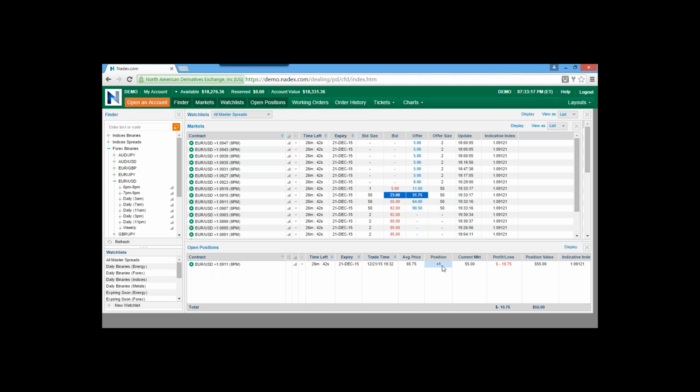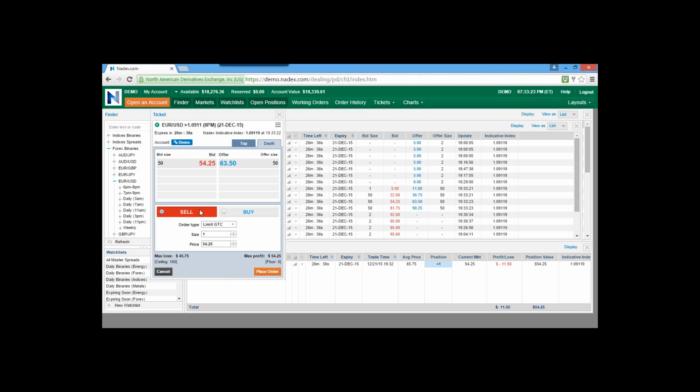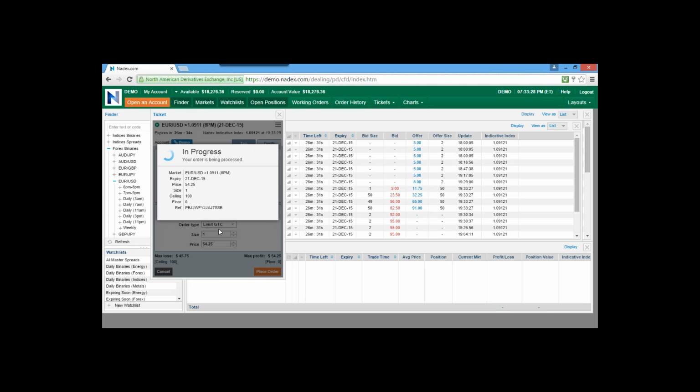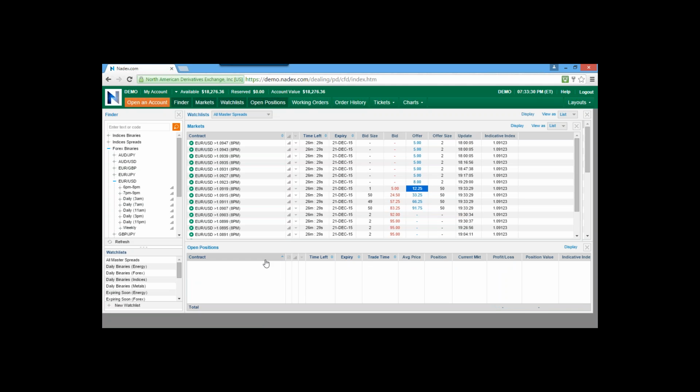So I bought it. What happens if I want to get out of it early? Well, all I got to do is click it, the ticket automatically pops up, already marked sell, and I click sell. And what did it do? It exited the order and sold it out. Okay? So I can hold to expiration or I can get out early. But that's what an at-the-money binary is.